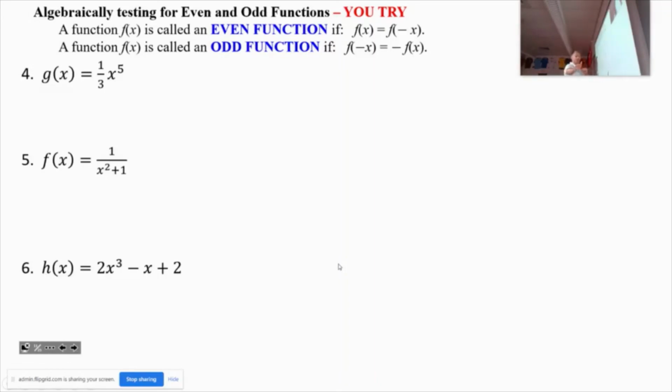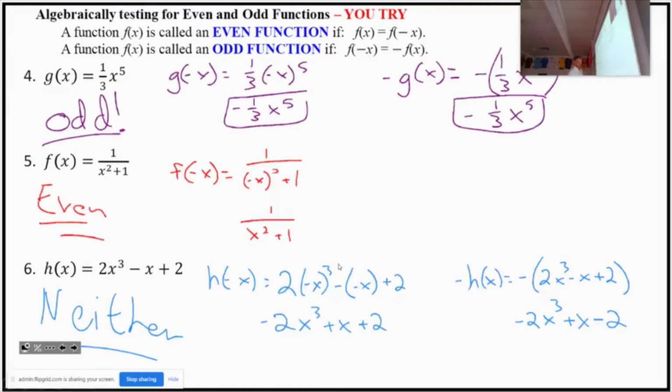Show the answers. Here we go. Sorry for the chicken scratch, but the first function is odd because g of negative x and negative g of x are the same. Second one here, number 5, is even. And the 6th, or the last one there, is neither. Good job.